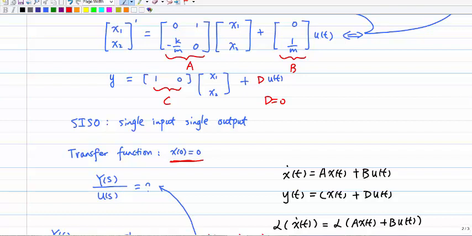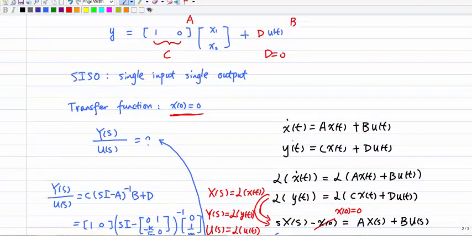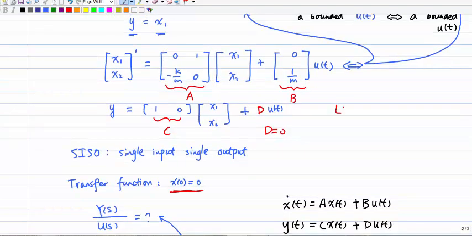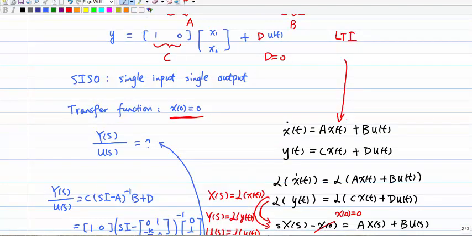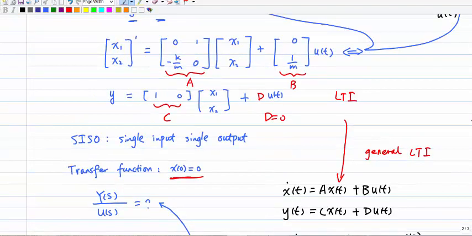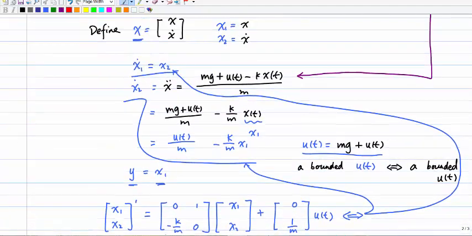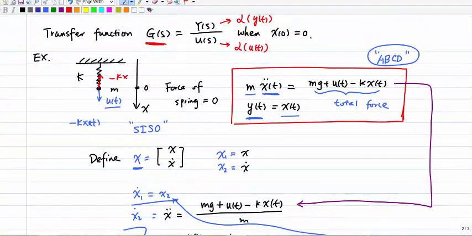So what do we do? We can take the general form for a linear time invariant system, because this is an LTI system, right? So let's take a look at the general form of an LTI system and see what the transfer function is. Then we can just plug in those A, B, C, D values to get the actual transfer function for this system.